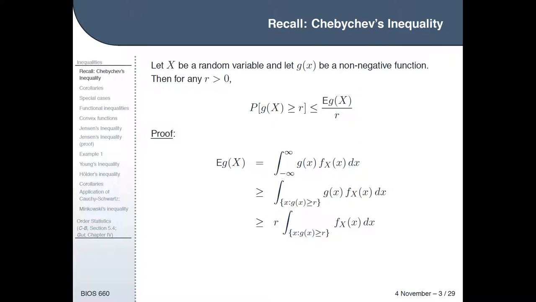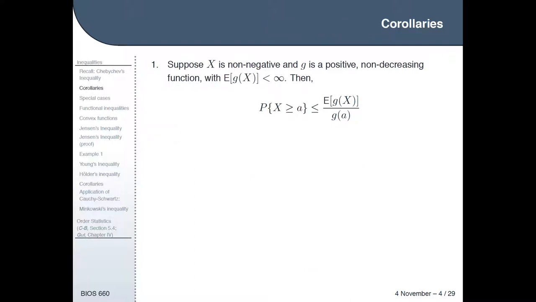And that, of course, is greater than or equal to, since g of x is greater than or equal to r in that particular domain, you can pull r out of the integral sign and end up with r times the integral from that particular subset of the real line of f of x, and that's, of course, just equal to r times the probability that g of x is greater than or equal to r. So that gives us this cute little inequality, which is useful in certain circumstances.